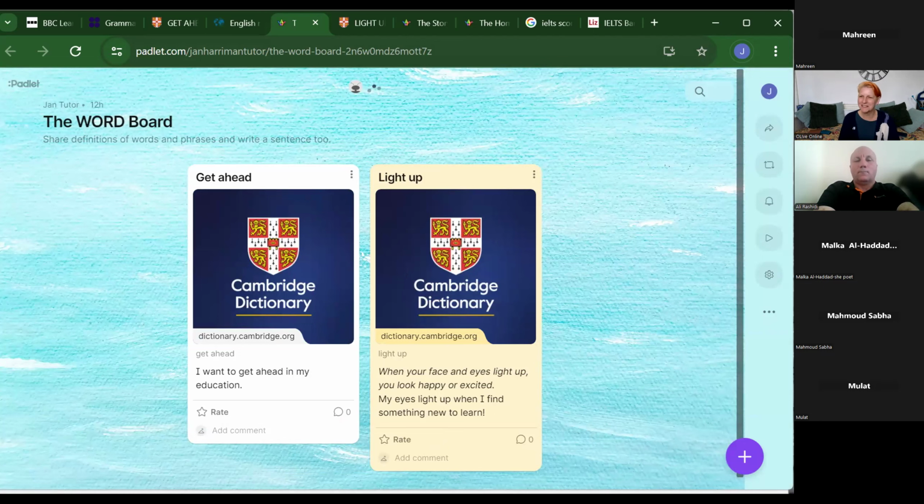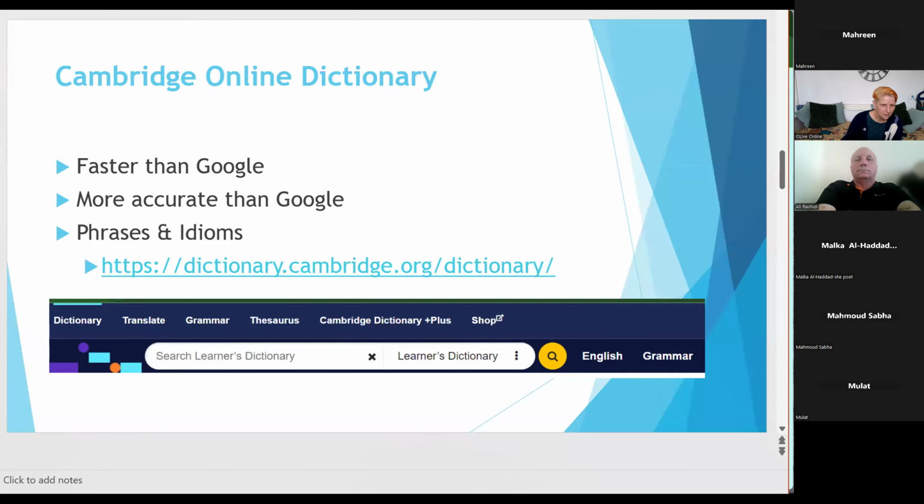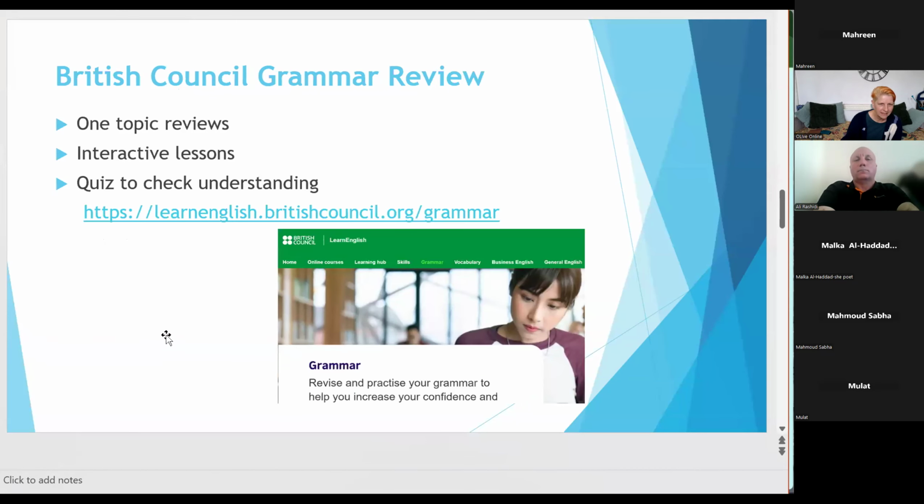So add your words to this. It will help you remember if you do that. And it will also give more vocabulary to your classmates. So it's a great way for us to help each other. All right. Next, where are we next? So there's our dictionary.